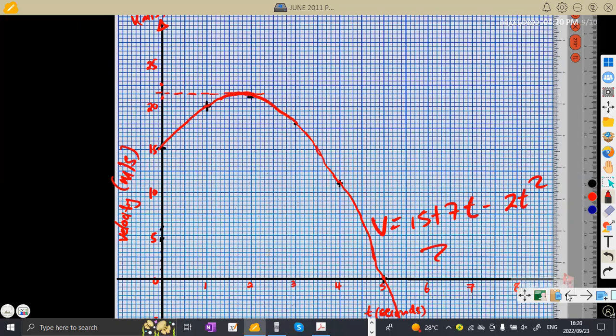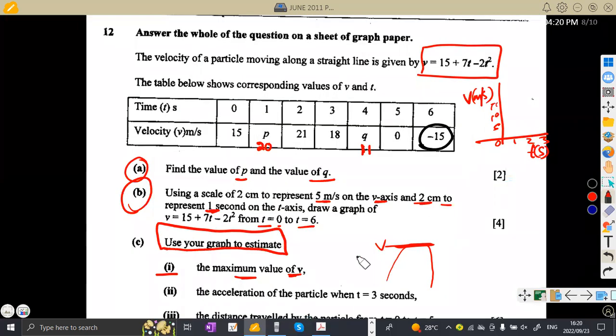So that one was 21,5 meters per second. That was your velocity here. So V was 21,5 meters per second. It is velocity measured in meters per second. Take note, meters per second, just like that.